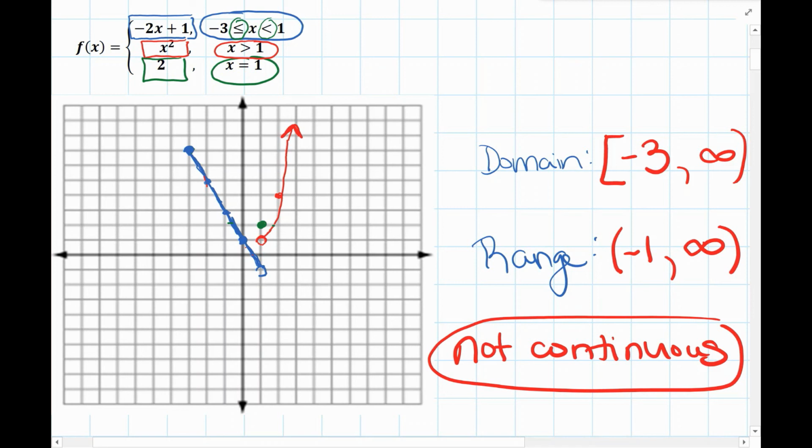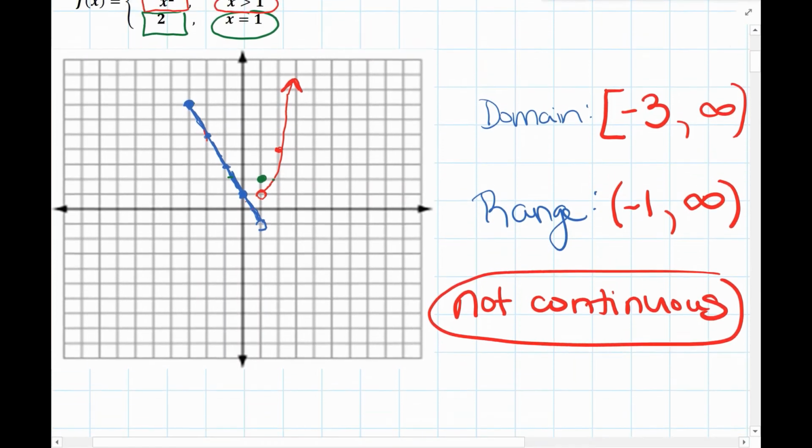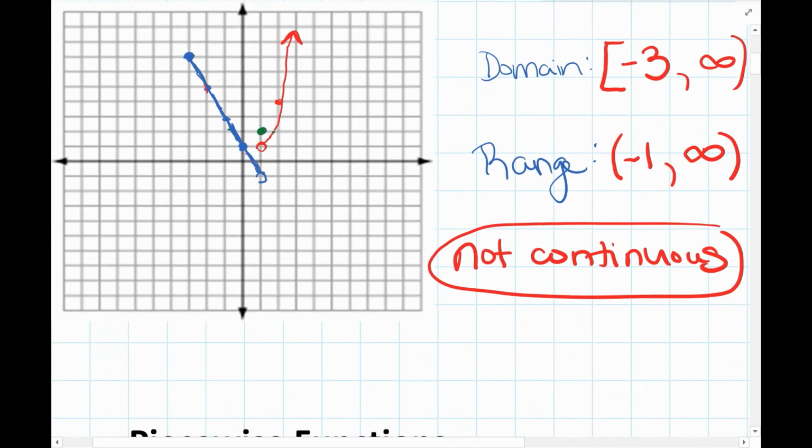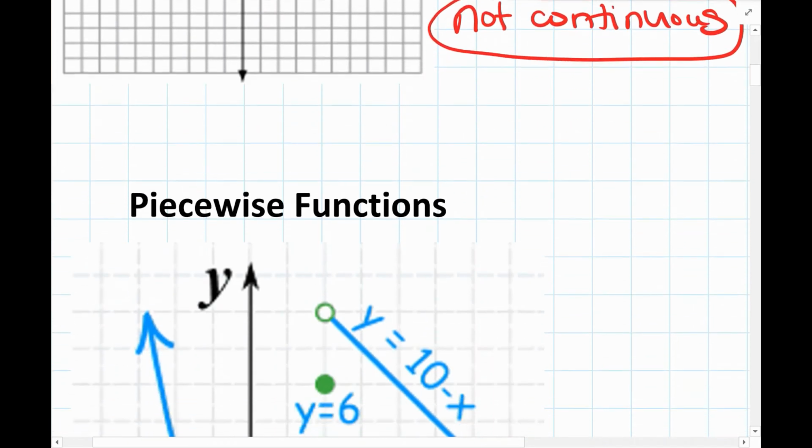Now, if you have a graph where everything is connected, then you would have something that is continuous. That means you can go from left to right on the graph and not pick up your pencil. That's what continuous means. Another question I can ask about this is intercepts. Your x-intercept will be the place where it crosses the x-axis. Your y-intercept will be the place where it crosses the y-axis. So you could get questions like that asked of a piecewise function. So I want to keep that in mind.